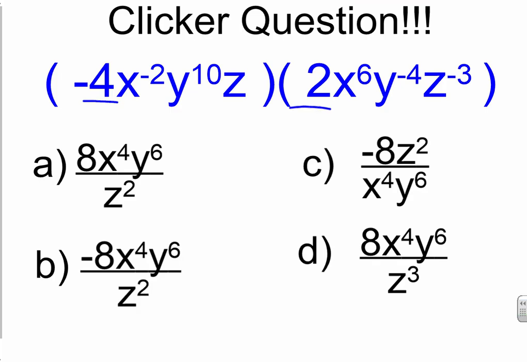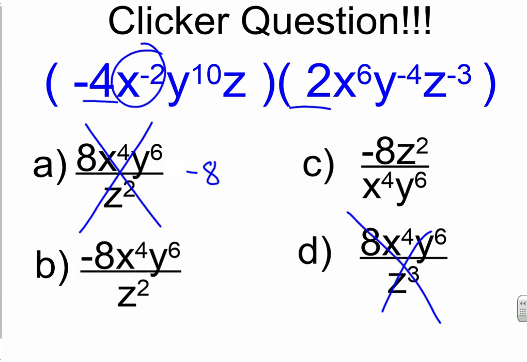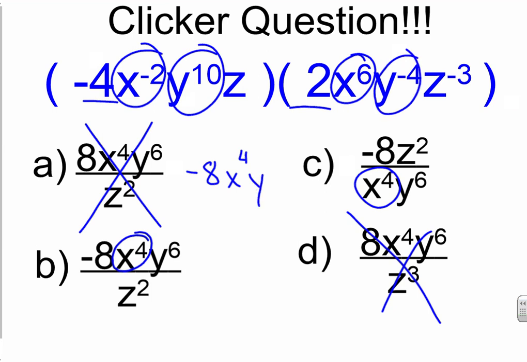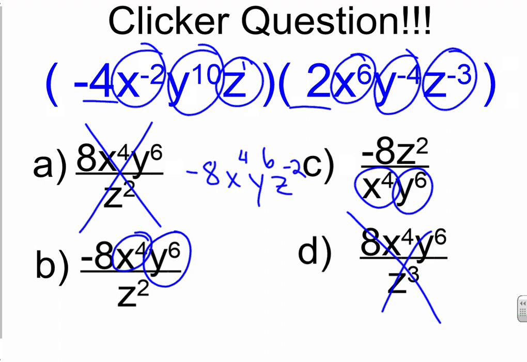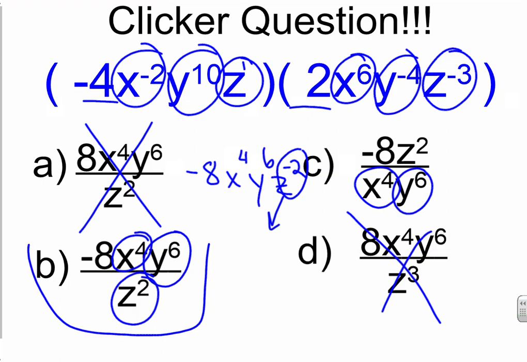Negative 4 times positive 2 is negative 8, so I can get rid of a and d. X to the negative 2 times x to the 6 is x to the positive 4, so we're looking for a positive 4. Kind of have them here, but that one's on the bottom. Y to the 10th times y to the negative 4th is y to the 6th. And of course we have z to the 1st power times z to the negative 3rd, which is z to the negative 2nd. Now that's negative, so I've got to shove it to the bottom, which means B is going to be our answer.